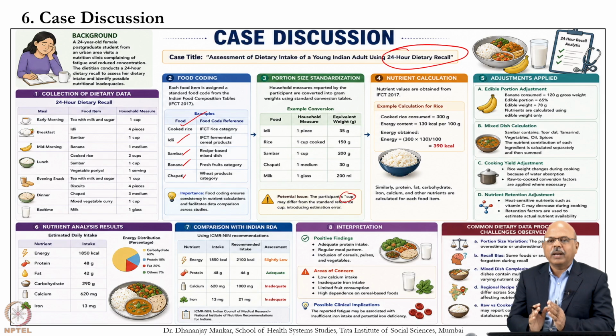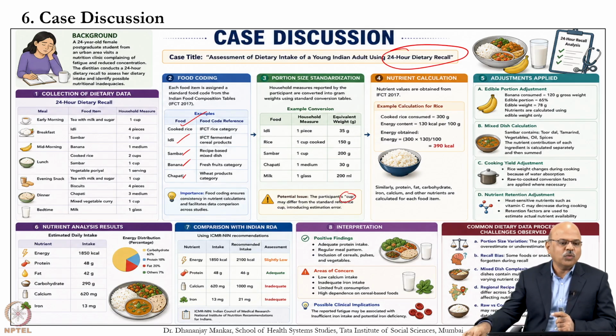Okay. Adjustment applied: the edible portion, where you can talk about banana and the edible part of it and the non-edible part of it. Mixed dish: you can say the nutrient contribution of each of the ingredients is calculated separately. Cooking yield also, whether you are cooking it raw, whether you are steaming it and all other things. What is the analysis over here?